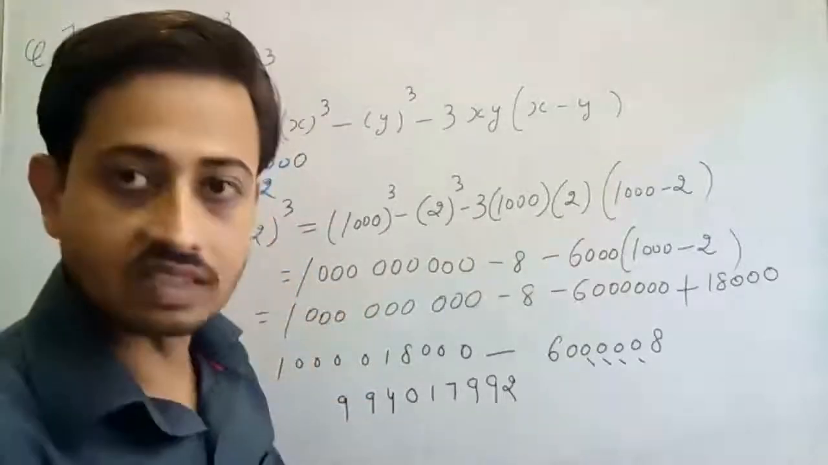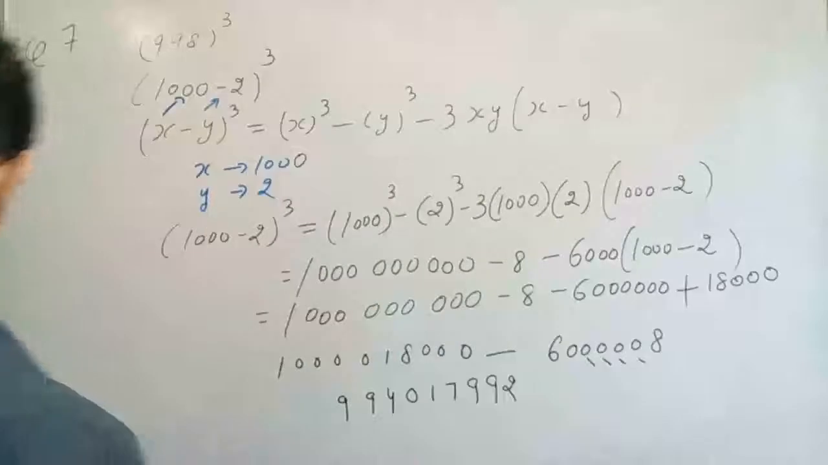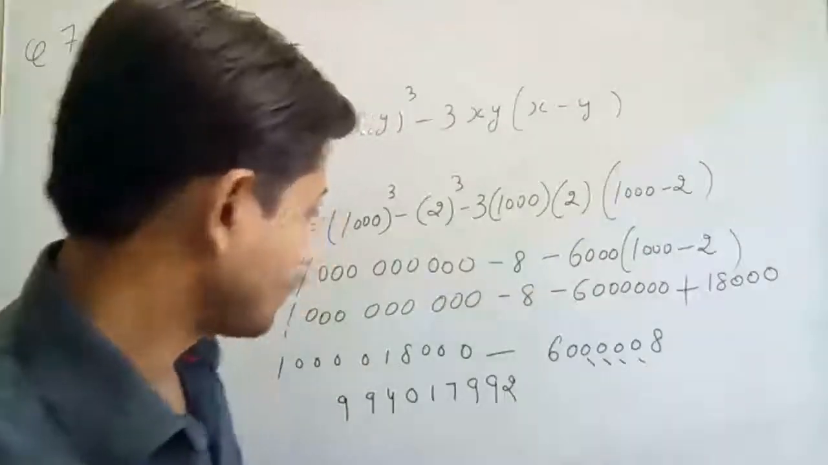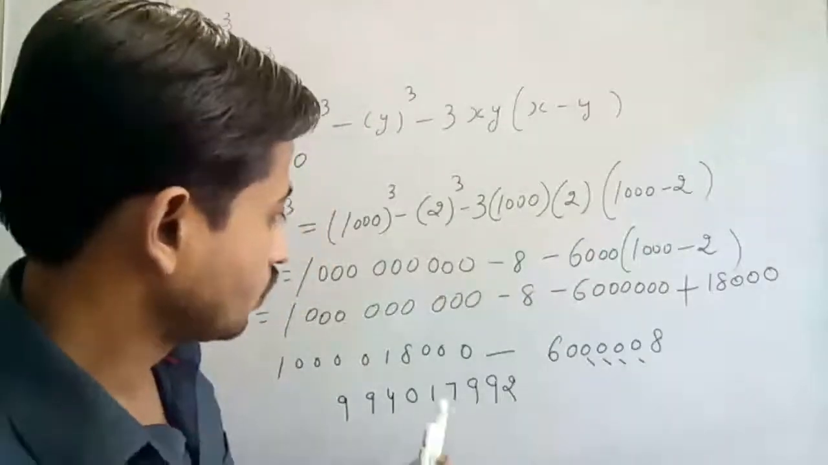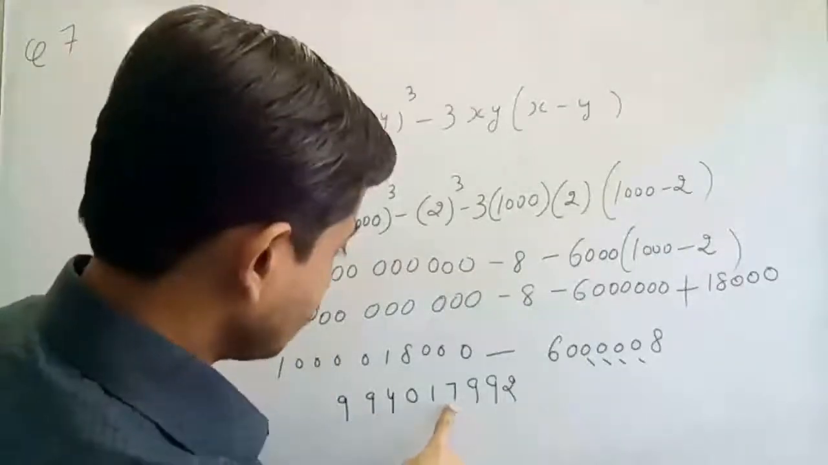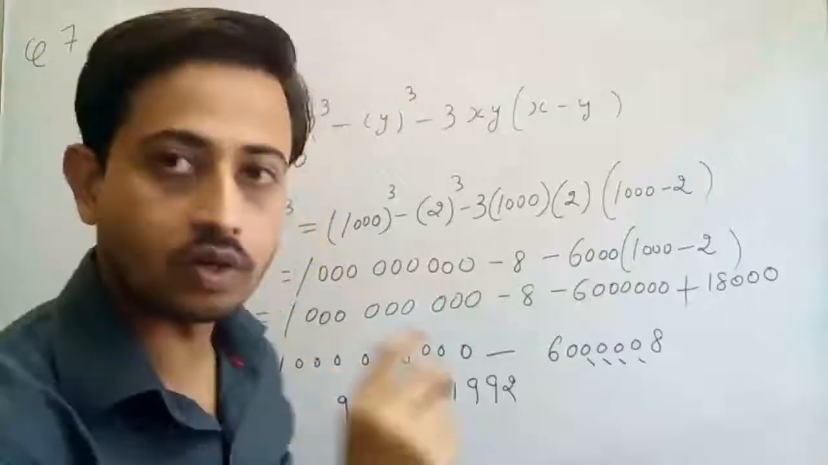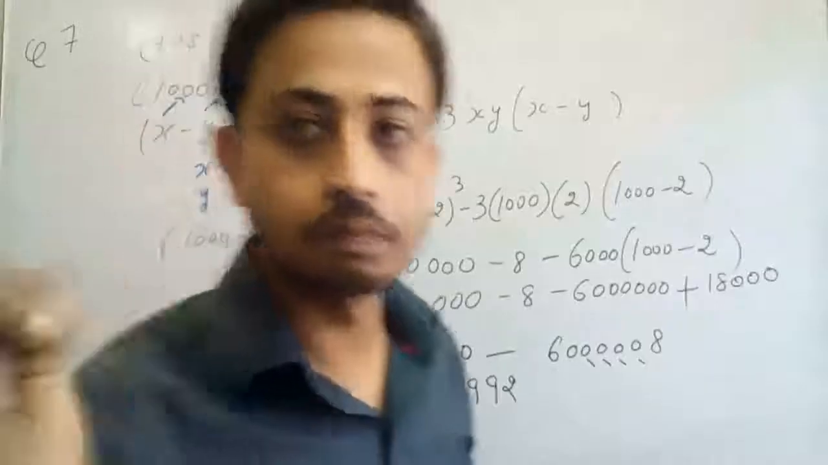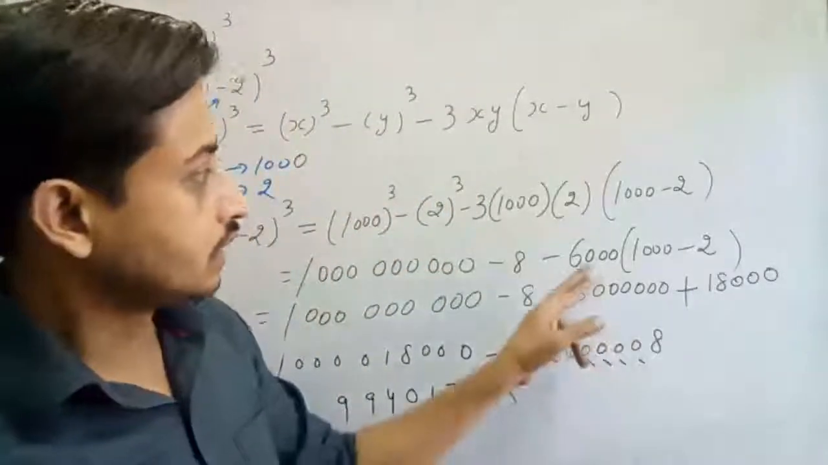So I get this answer. I am going to check this answer. 994019992. Please make a note. First I did something wrong. Please make a note because here we get 1. I am going to check the answer again. Please make a note and check what we did.